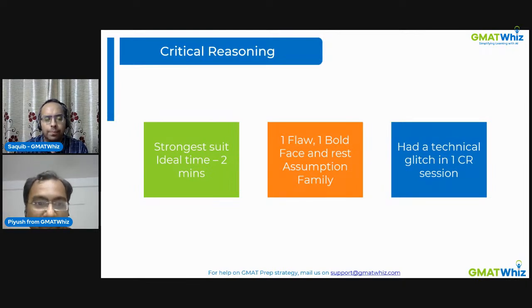Strengths and weaknesses in there, basically. So this is where the right strategy comes into the picture. Since he was aware of the time that he takes, the moment he spent 2.5 minutes, he used to take a call at 2.5 minutes.